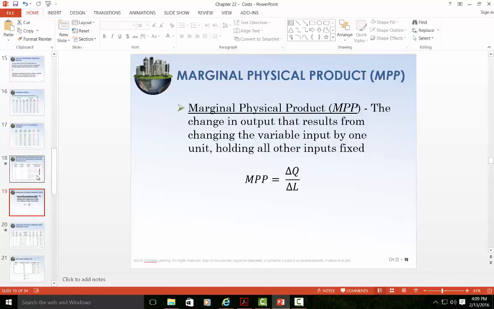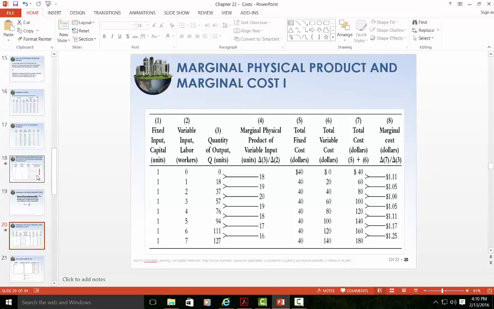This gives you the formula, which I'm not going to have you work on at all for the test. But you should study this again. Compare this to the chart that I went through above and see if you can understand what's going on here with the marginal product and what's going on here with the marginal cost.